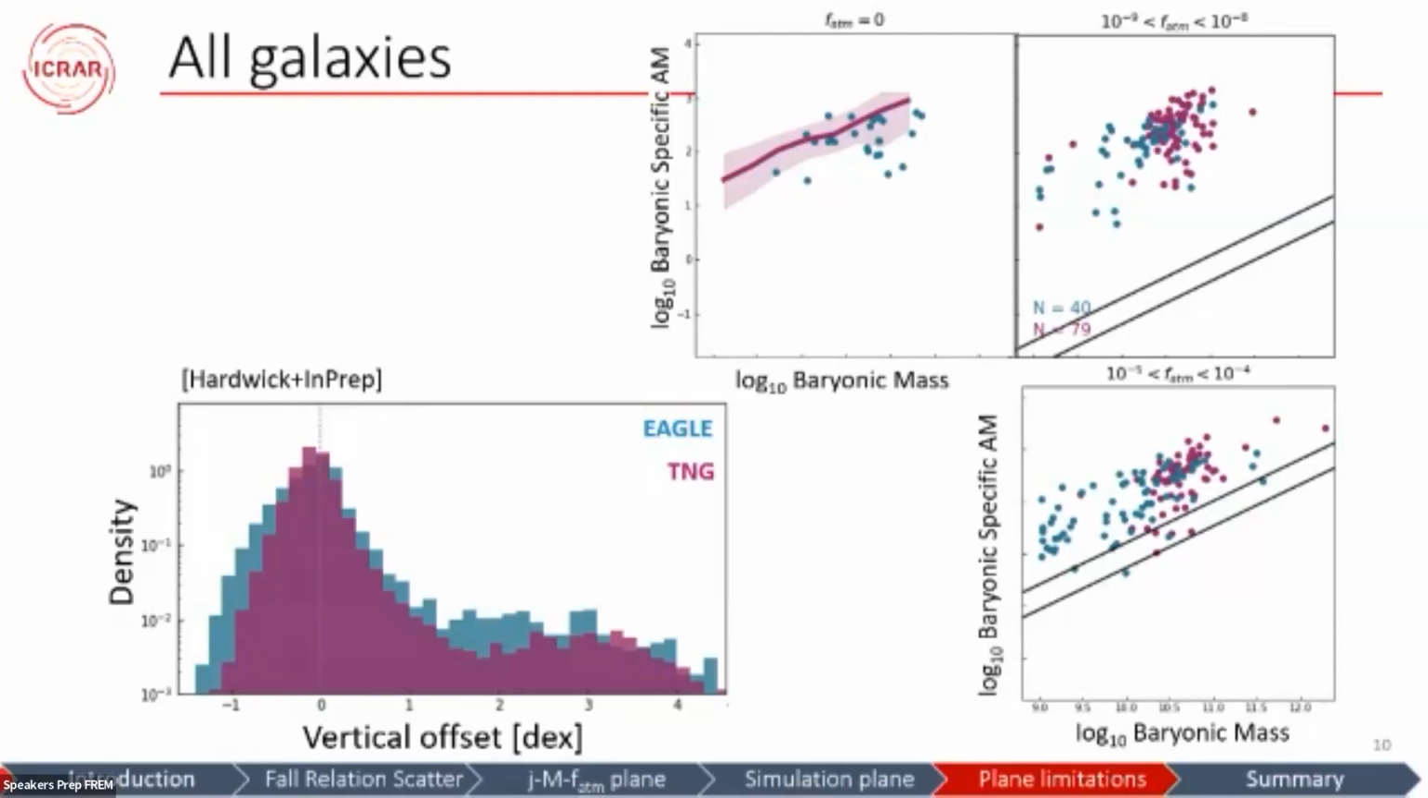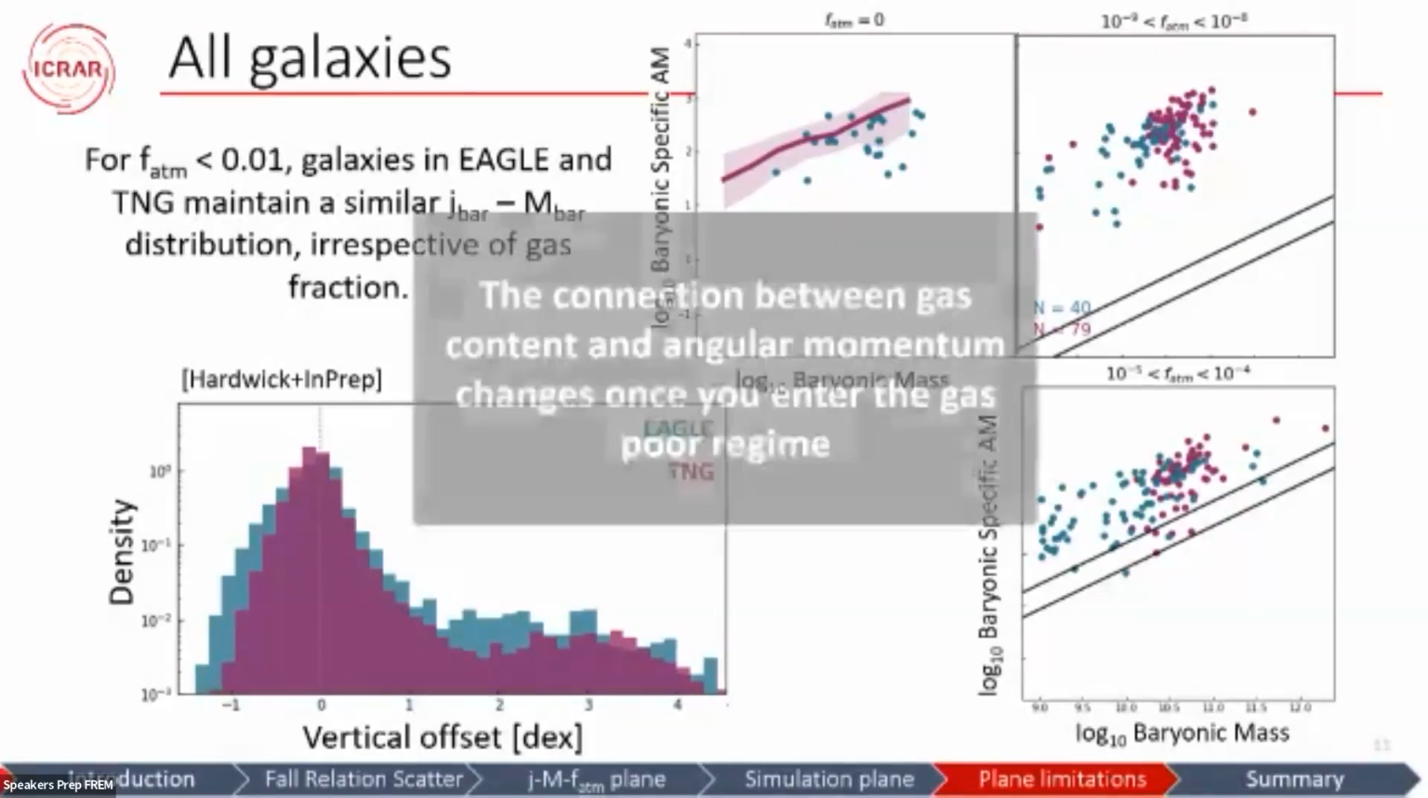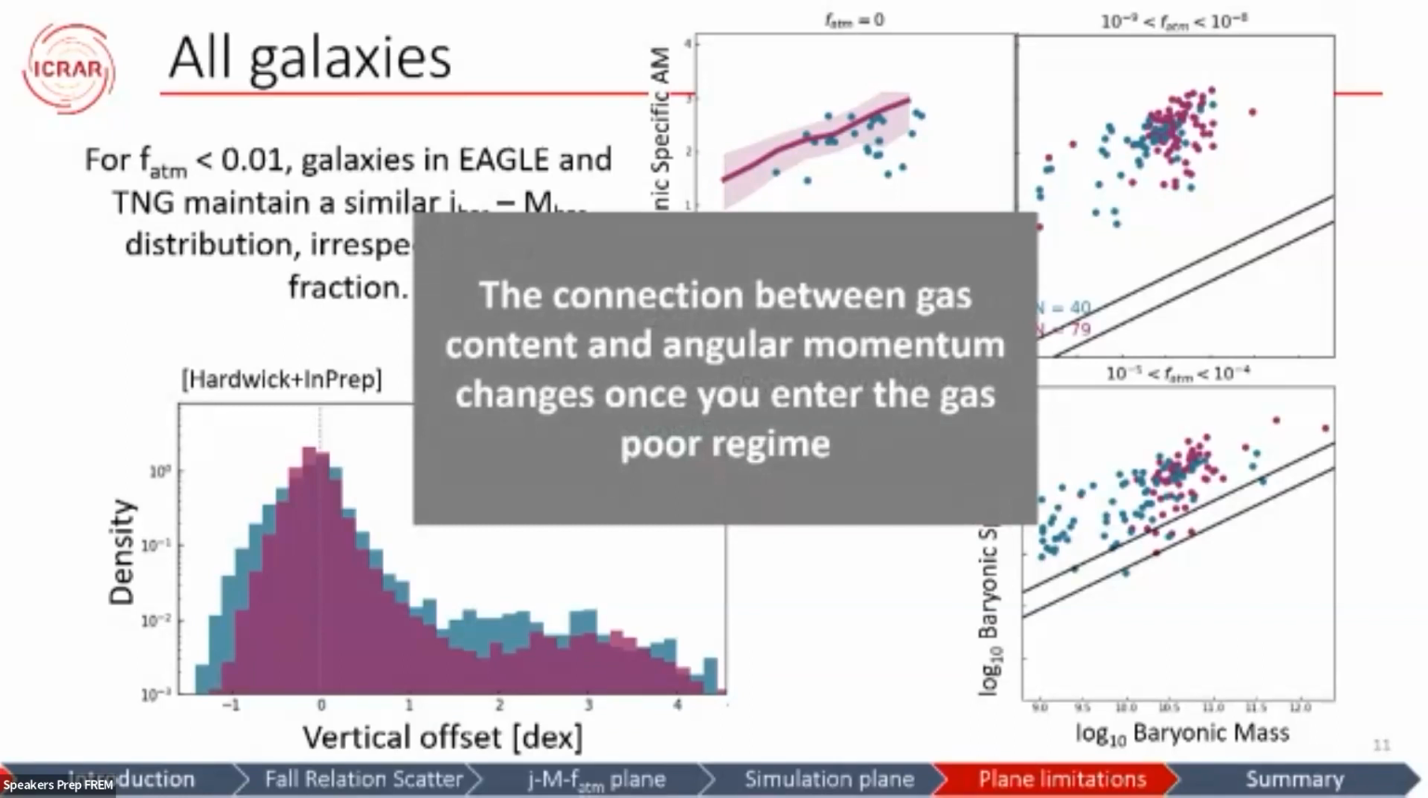And why I think this is interesting is because it's showing us, first of all, that the distribution of galaxies in this parameter space doesn't seem to be changing once you get below a gas fraction of 0.01. And second of all, what's really interesting is the fact that we're showing that the connection between a galaxy's gas content and its angular momentum is being broken in this gas poor regime.